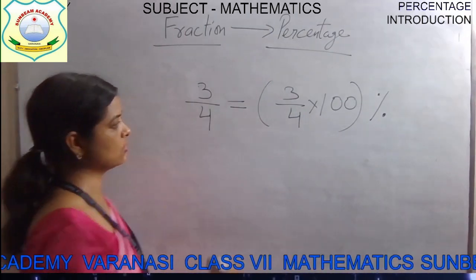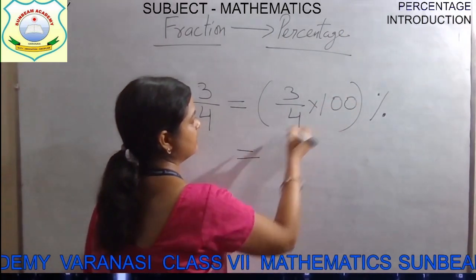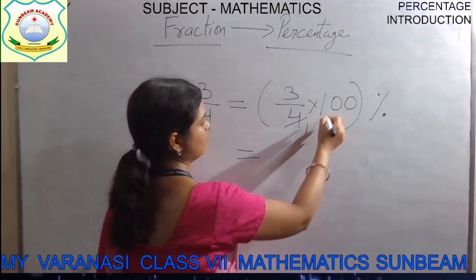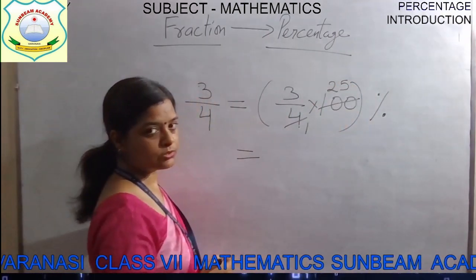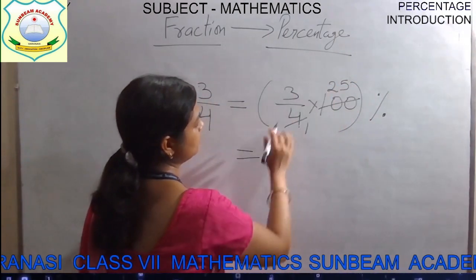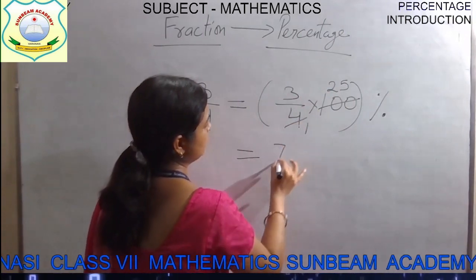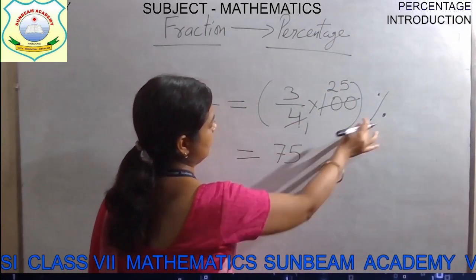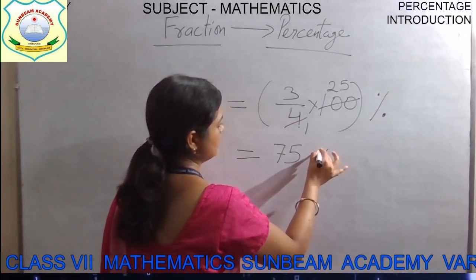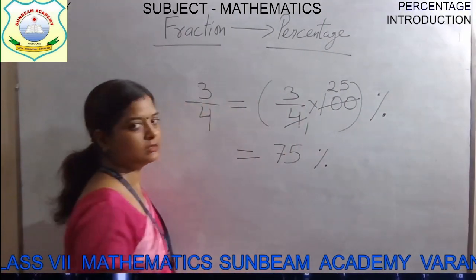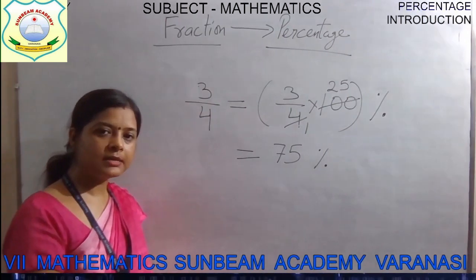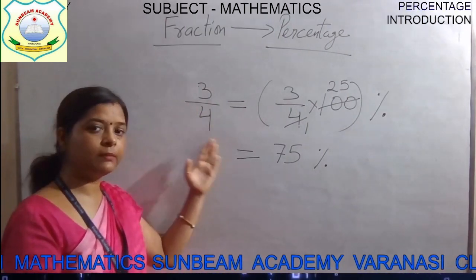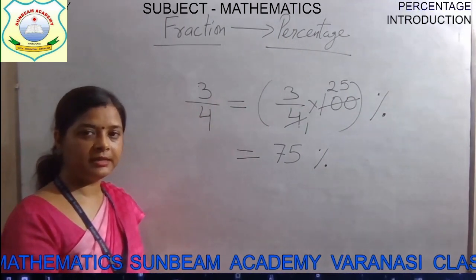Now let's solve this, children. Can we simplify it? Yes. 4 ones are 4, 4 twos are 8 and 4 fives are 20. So now multiply the numerator with numerator, 3 into 25. This is 75. And what is left outside the bracket? Percentage. This is 75 percentage. Ma'am has converted this 3 by 4 into 75 percentage.